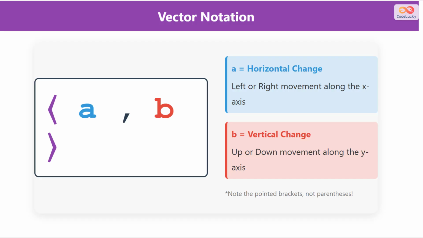To describe these movements mathematically, we use vector notation. This looks like a coordinate pair, but instead of parentheses, we use pointed brackets. Inside, we have two numbers, A and B. A represents the horizontal change, and B represents the vertical change.